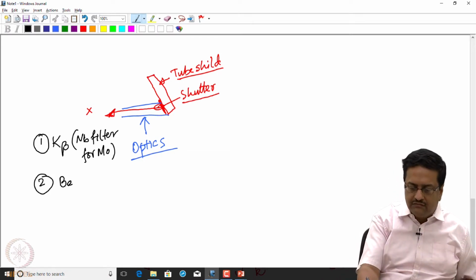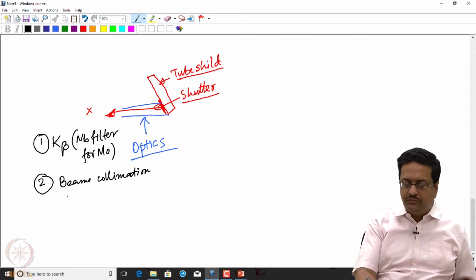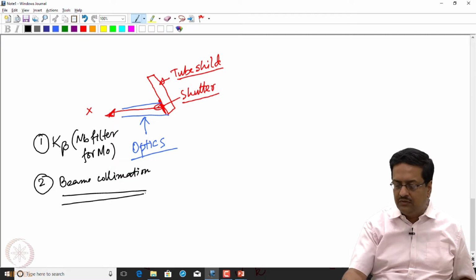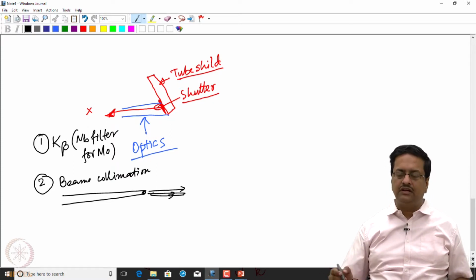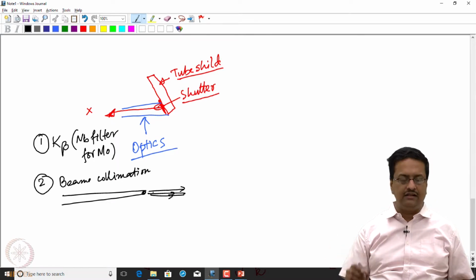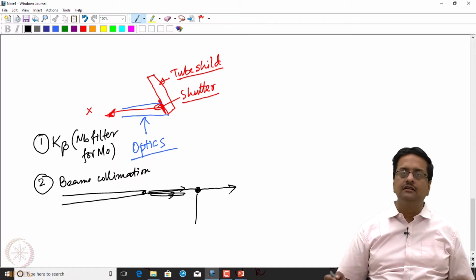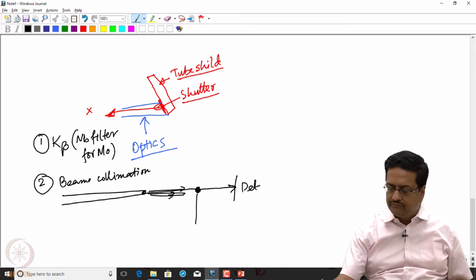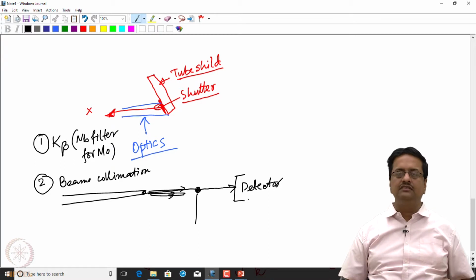So beam collimation is done in this optics region, and the beam is made to come out of the collimator as a set of parallel rays. Remember, this beam that is coming out of the collimator and directly falling on the crystal is of very high intensity. So the beam that comes out from the collimator is capable of penetrating through the crystal and going straight and hitting the detector if kept in the beam path. This direct beam is of very high intensity.